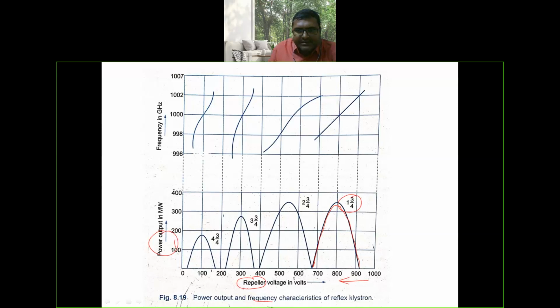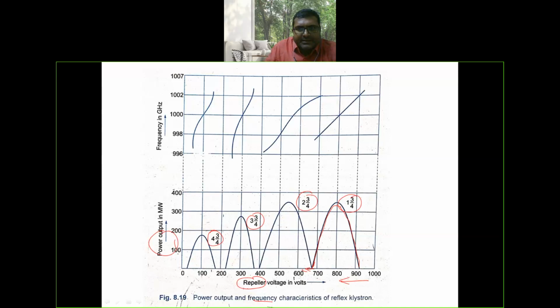After reaching some minimum point, once again the signal strength starts growing, and this is called the second mode, then the third, fourth, and so on. Practically, the reflex Klystron oscillation modes are possible up to small n equal to 7.